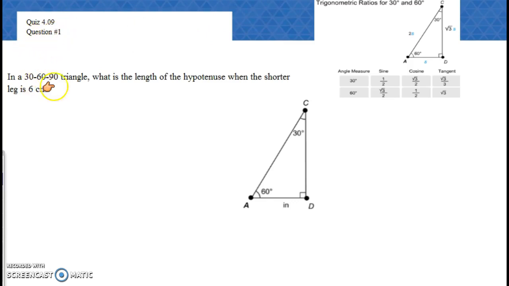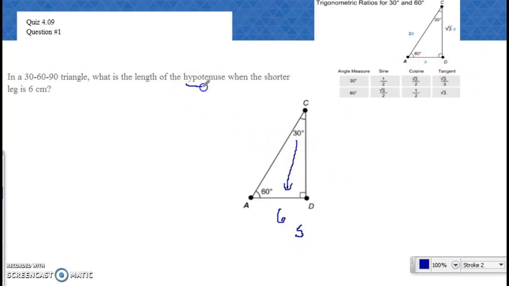Okay, so the first question on there is going to give you a 30, 60, 90-degree triangle, and they want the length of the hypotenuse when the shorter leg is 6 centimeters. So here, I've got our little summary page up for a 30, 60-degree angle. Remember, the shortest leg is opposite the 30 degree. So if we say that shortest leg is 6, notice in our picture here, that's going to be our S value. Don't get it confused with a 5. That is our S value.